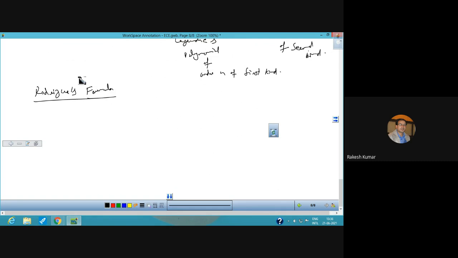Rodrigues formula of Legendre. This is important. The Legendre polynomial Pn(x) can be expressed as 1 over 2 raised to power n factorial, d^n/dx^n of (x squared minus 1) raised to power n, and n is varying from 1, 2, 3, and so on. So this is the Rodrigues formula. Now we have to prove this formula.